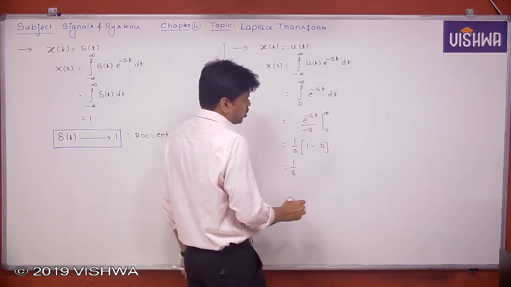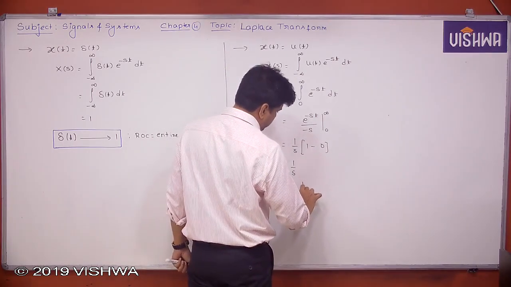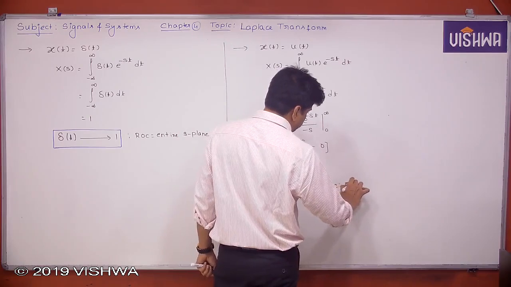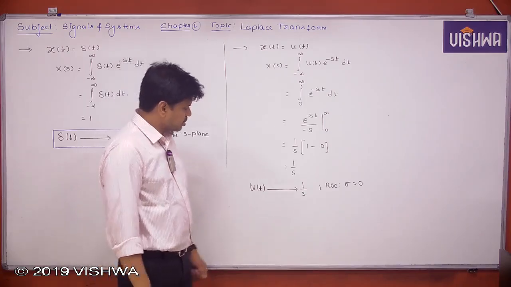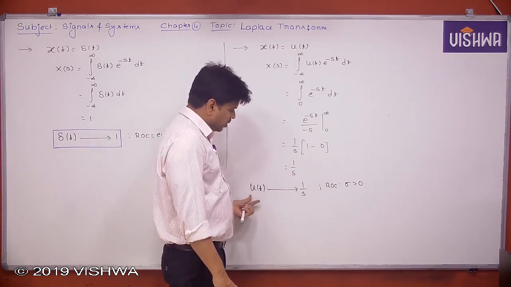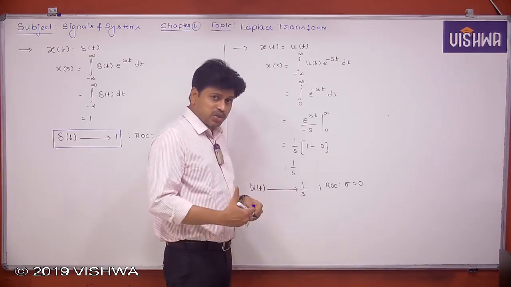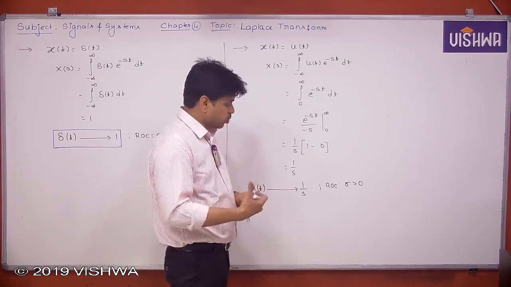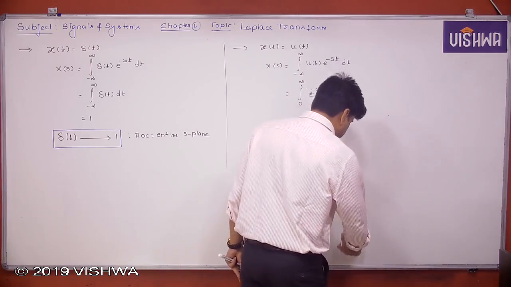So for U of t, what is the Laplace transform? 1 by s. Then what is the ROC? Can I simply say sigma greater than 0? You may get a doubt: sir, why is it sigma greater than 0? Because U of t is a right-sided signal. And what is the pole here? S equal to 0 is the pole. So for a right-sided signal, we have to consider the ROC greater than the pole. What is greater than the pole here? Sigma greater than 0.